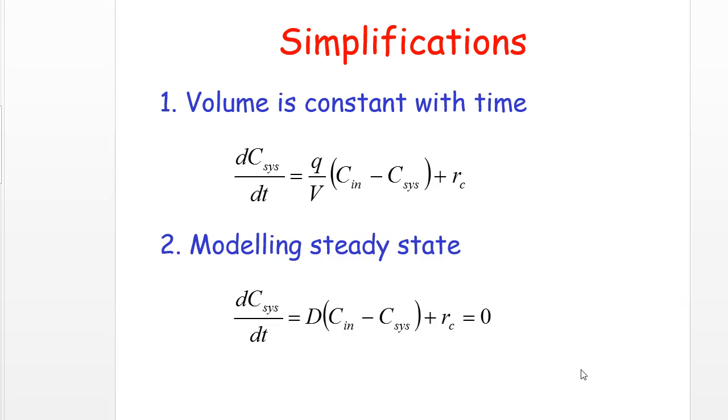Typically, we try to simplify. In most cases, volume is constant, so we can put that outside of the integration, and we end up with relatively simple equations where a change in concentration with time is related to dilution rate, or flow divided by volume, concentration in and out, and again the reaction. And at steady state, it's further simplified since the left side becomes zero.